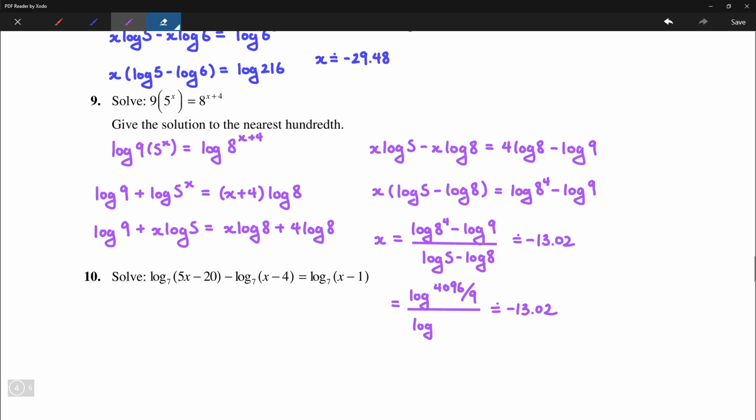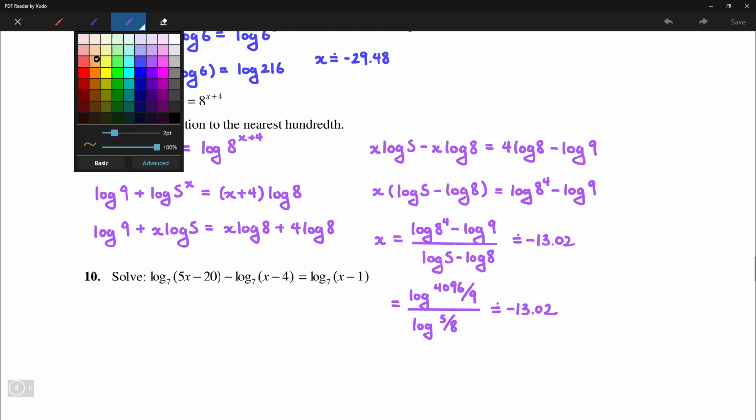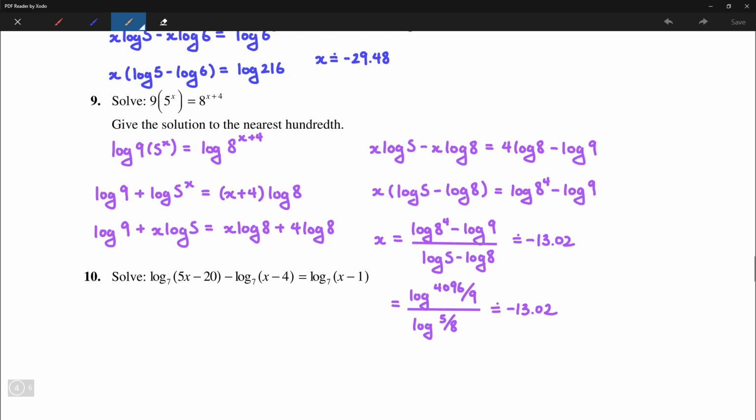Okay, so finally, number 10. We'll begin by looking at the restriction. So we can see here x is greater than 4. In the second set of restriction, x is greater than 4 once again. And finally, in the last parentheses, we have x is greater than 1. So altogether then, the restriction is just x must be greater than 4.